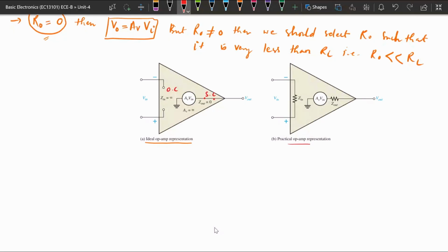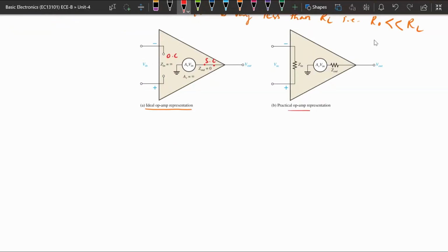What we have seen above is the equivalent circuit of a simple voltage amplifier. So we were discussing the ideal and practical operational amplifier, and from a structural point of view we have just seen how they are represented. Now we will see some characteristics of the operational amplifier. Here we will look at some parameters, and what the case will be for the ideal one and for the practical one.